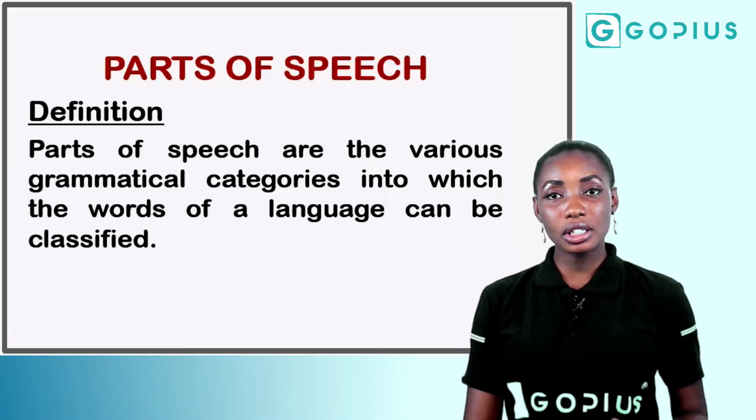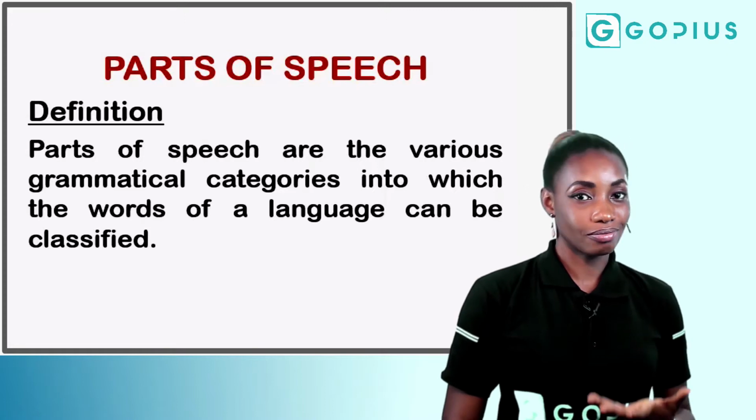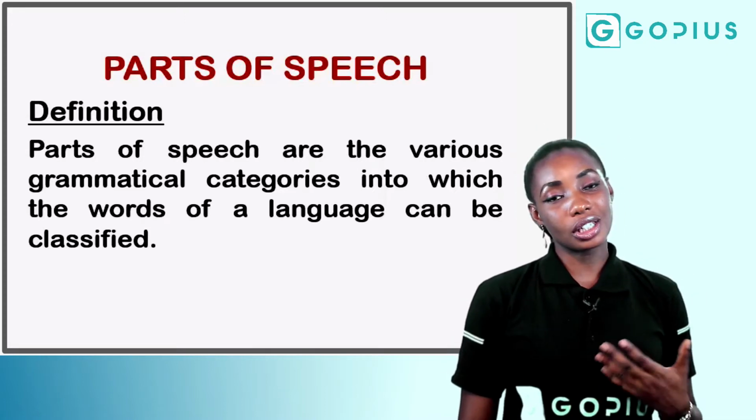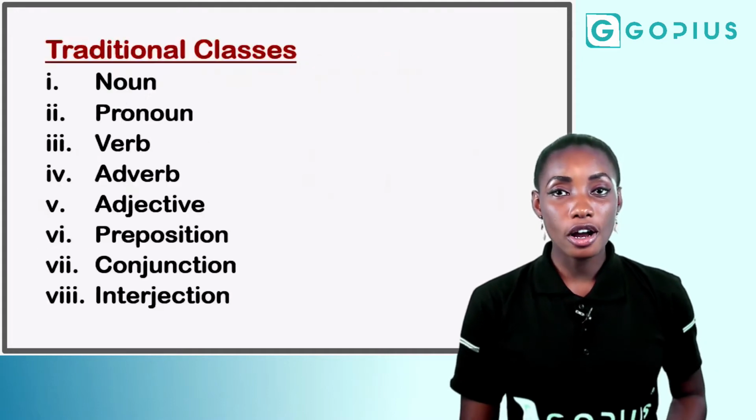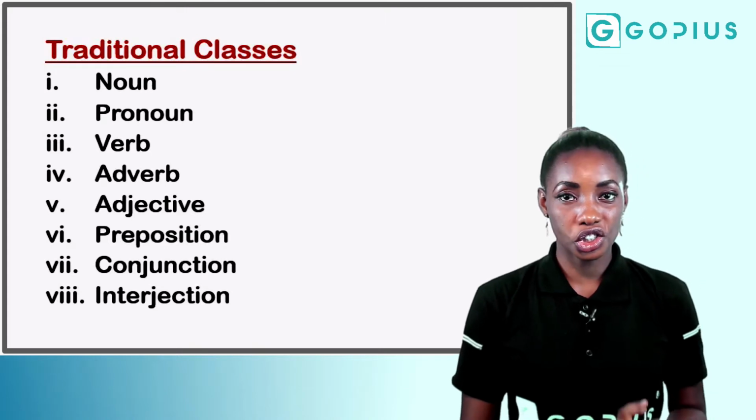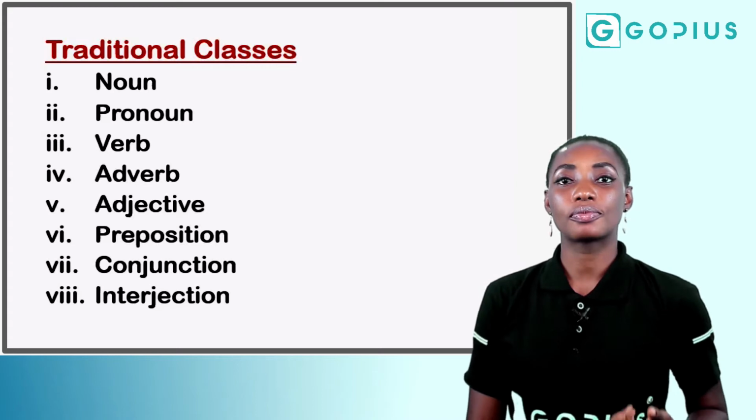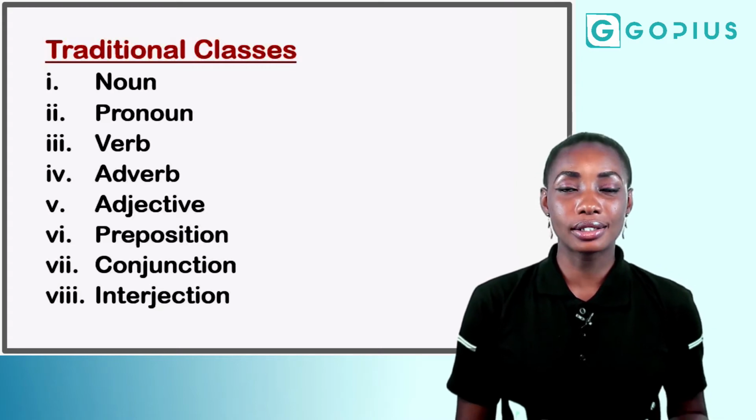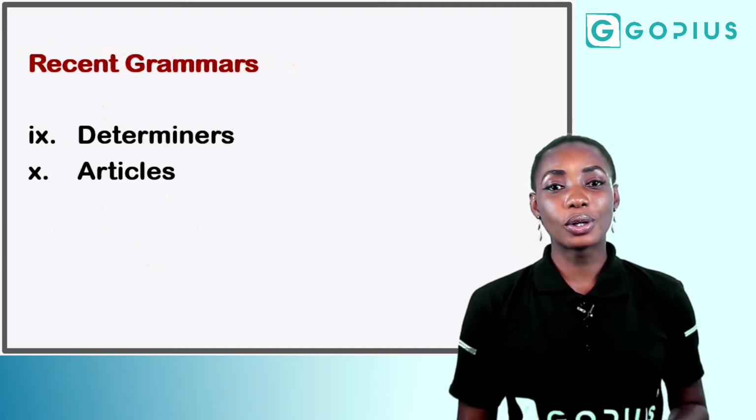So for our definition, parts of speech are the various grammatical categories into which words of a language, that is the English language, are classified. For our traditional classes, we have the noun, pronouns, verb, adverb, adjective, preposition, conjunction, interjection, and newly added determiners and articles as parts of speech also. So we're going to be looking at all of that.